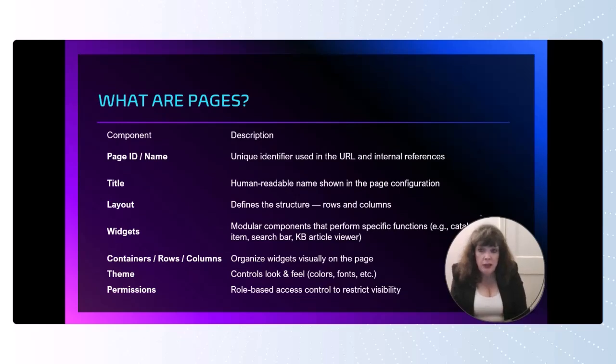Name is a unique identifier for the URL. Title is the human readable name shown in the page configuration. Layout defines the structure, the rows and columns. Widgets are modular components that perform specific functions. Containers, rows, columns organize widgets visually on the page. A theme controls the look and feel. And permissions are role-based access control to restrict visibility.